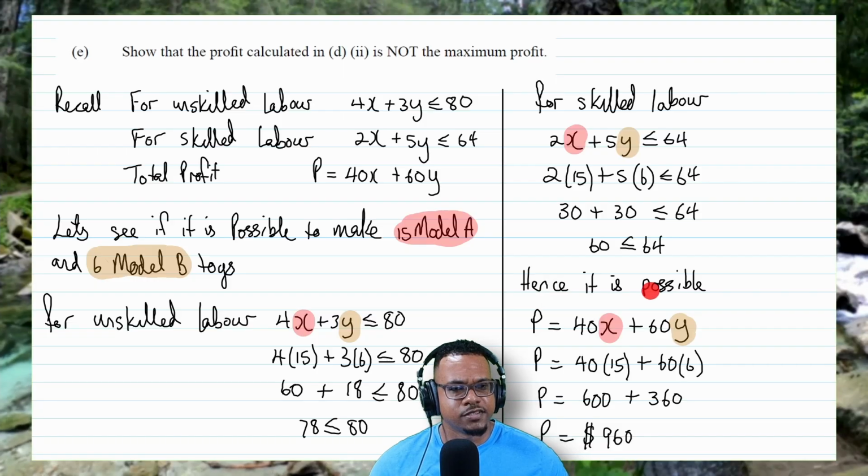All right, so I just want to throw in the statement, hence it is possible, meaning that when I ask this question, let's see if it is possible to make 15 Model A and 6 Model B toys. So once you do this work in here and say that 78 is less than or equal to 80, which is true, and 60 is less than or equal to 64, which is true, it means it is possible, right? So hence it is possible to make the 15 Model A and 6 Model B toys. And then we work out the profit and show that it's more than the 900, so our maximum profit was not the 900.